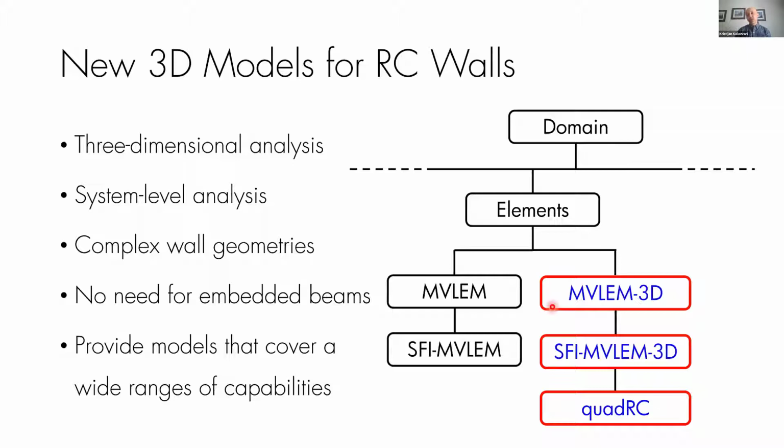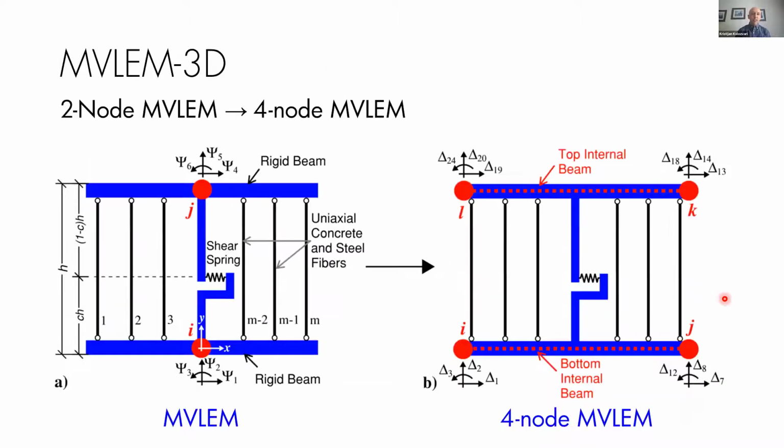So these are the 3 new classes that are coming into OpenSees this year. In fact, the MVLEM 3D is already there, and these other 2 are coming. We're just waiting for papers to be published. The MVLEM 3D paper is in print right now. So let's talk about that a little bit.